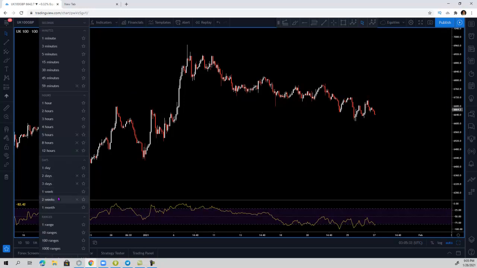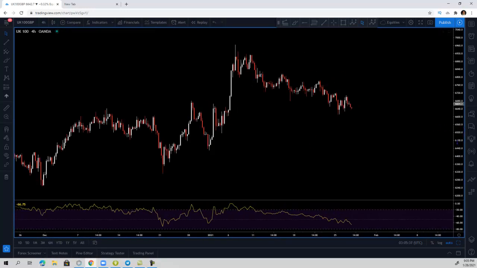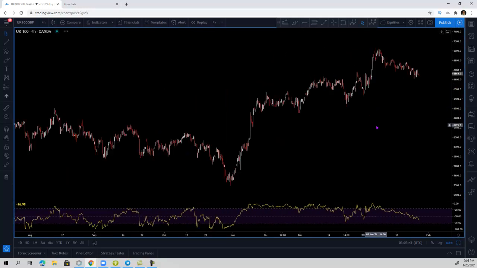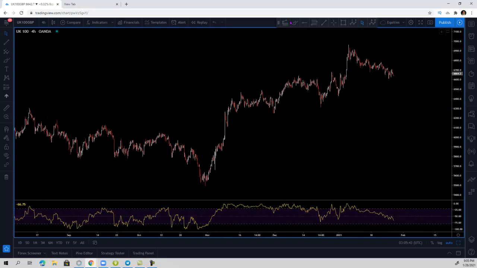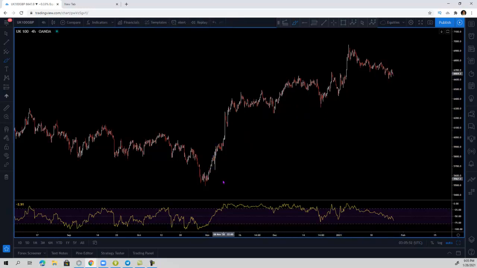So let's look at the 4-hour chart. The 4-hour chart doesn't tell us much, but if we look at the entire chart, we know for sure that we are moving to the upside. Higher lows, higher lows, higher lows, and we want to get onto that, meaning that we want to find an opportunity to buy the FTSE.